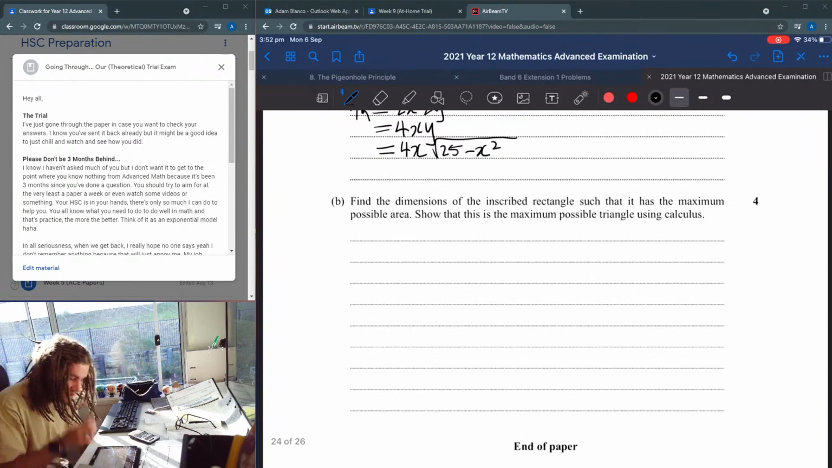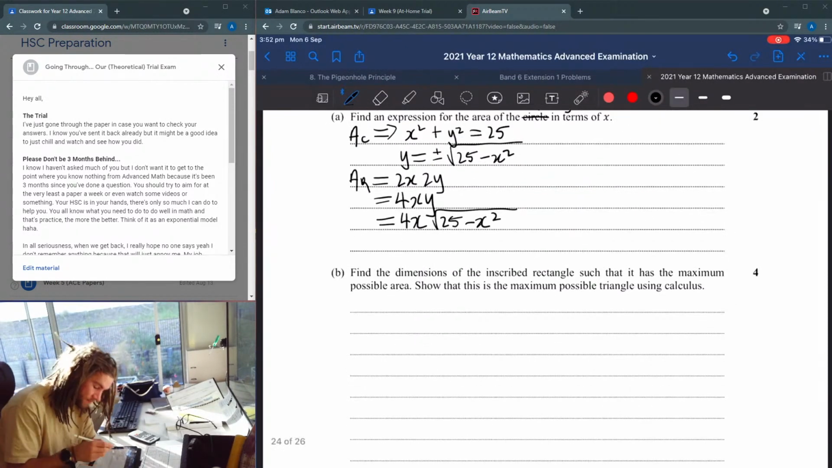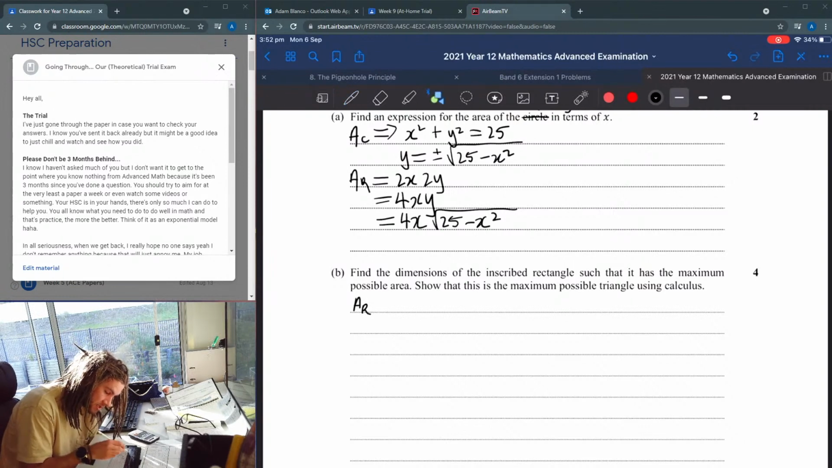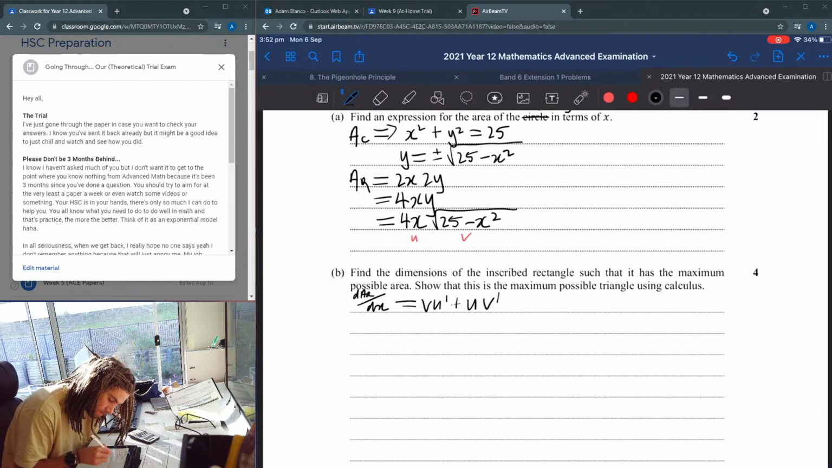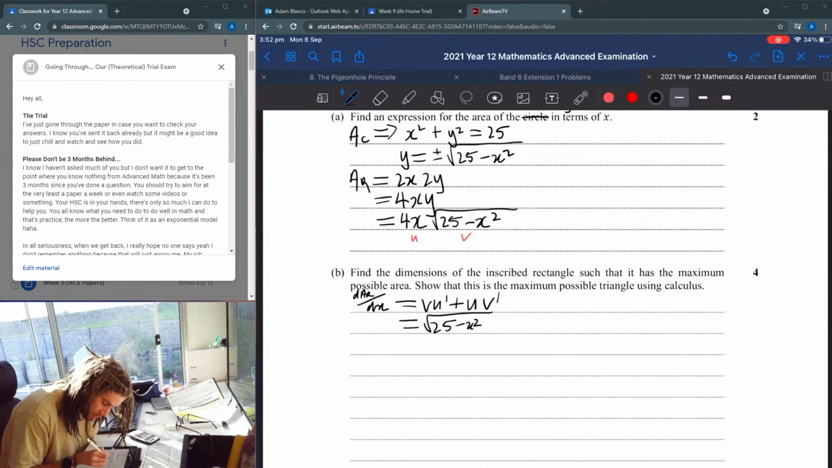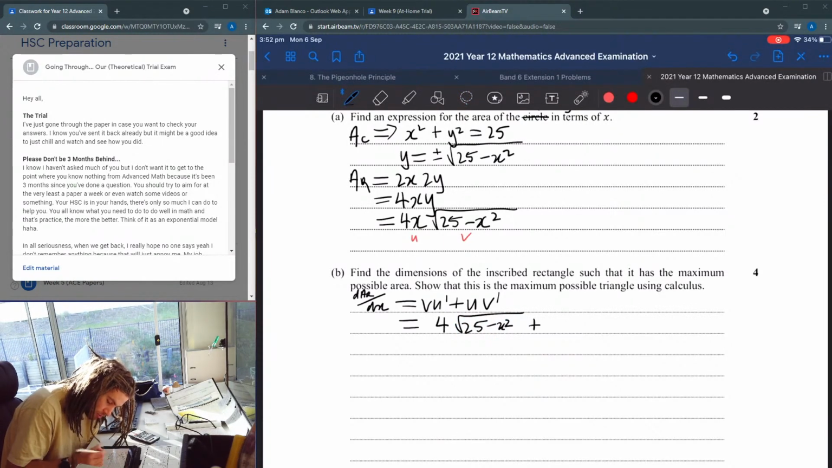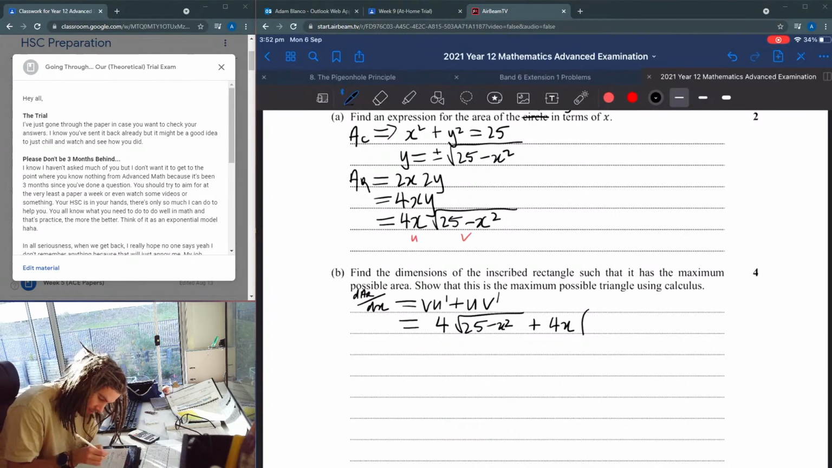Anyway, find the dimensions of the rectangle such that it has the maximum possible area. So the area of the rectangle needs to be maximized. That means I want to find the derivative of the area of the rectangle with respect to x, so I'm differentiating that thing. I'm going to use u and v. So vu' plus uv'. Okay, v is this junk times the derivative of u, which is 4, plus u, and then the derivative of that thing. Let me rewrite that.